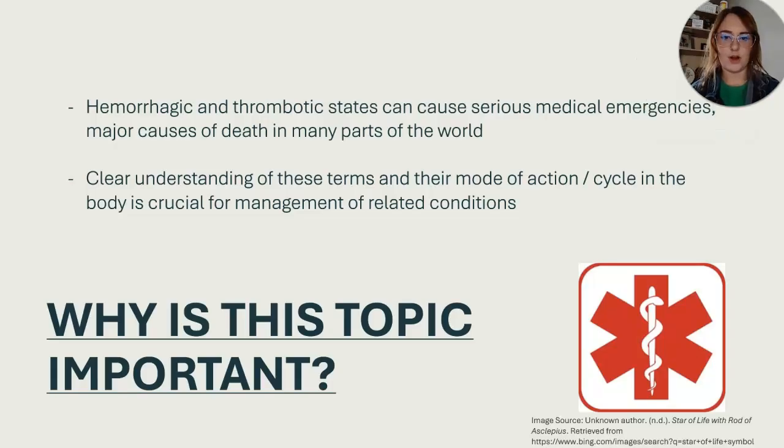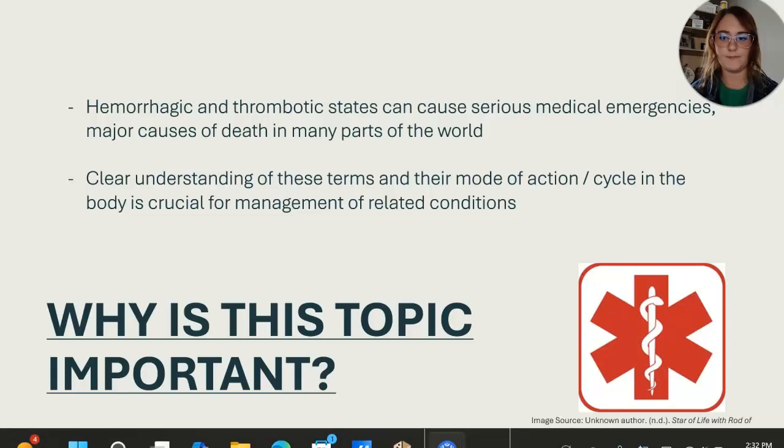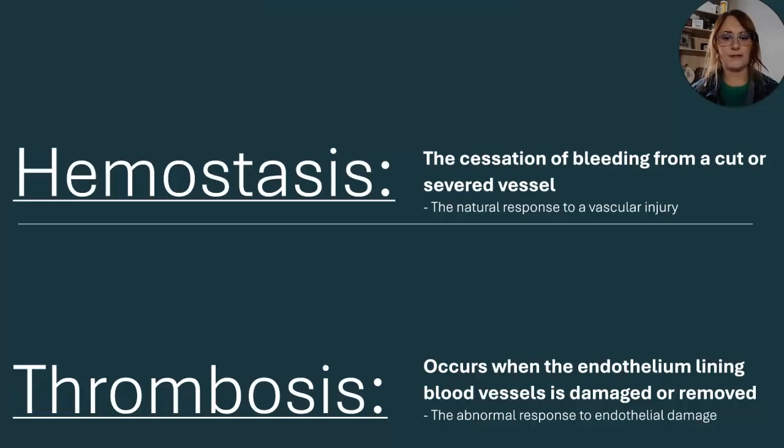All right, to start us off, why is hemostasis and thrombosis important to learn and understand? One of the major causes of serious medical emergencies is due to hemorrhagic and thrombotic occurrences. It is important to have a clear understanding of these terms and their relative mode of action in the body to fully manage related conditions. Some common conditions may include, but are not limited to, strokes, myocardial infarctions, also known as heart attacks, and pulmonary embolisms. So, what is the difference between hemostasis and thrombosis?